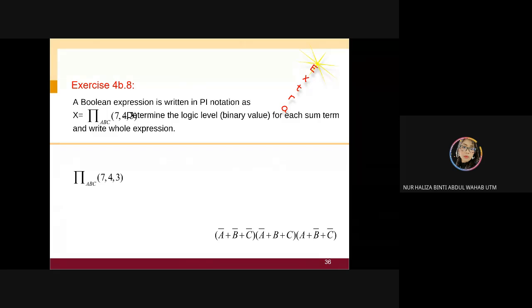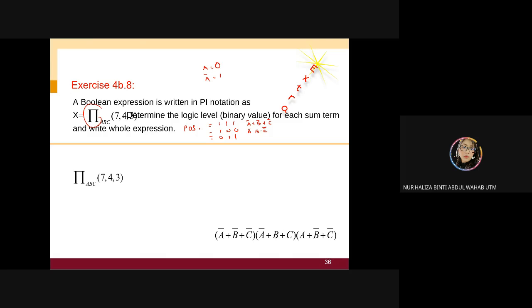For this pi, you can see this is your pi. Pi will be your POS. Remember, A bar equal to 1, A equal to 0. You have 111, 100, 011, which is similar, I guess. And because of this, you're going to have A bar plus B bar plus C bar, because this is a POS. This one is A bar plus B plus C.